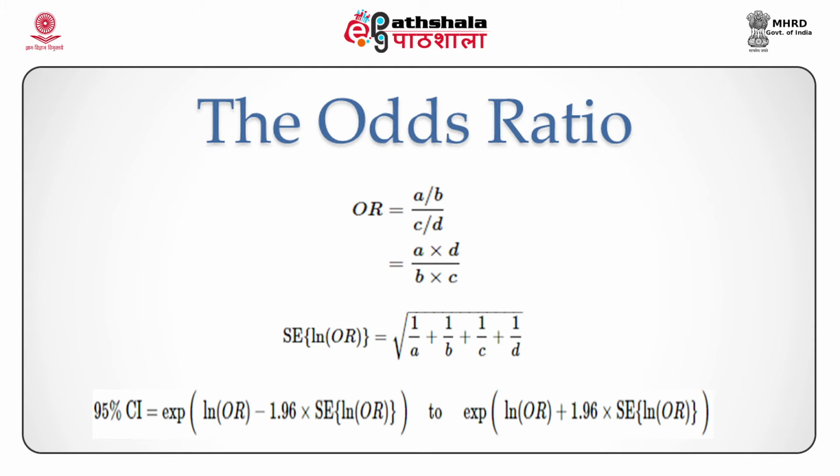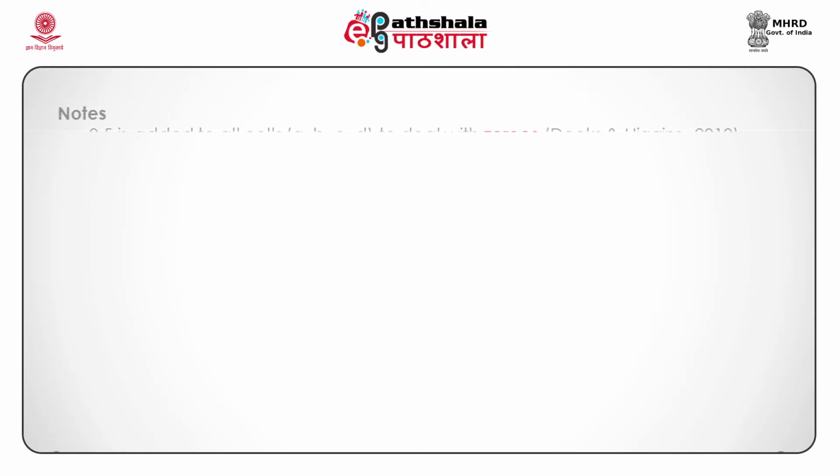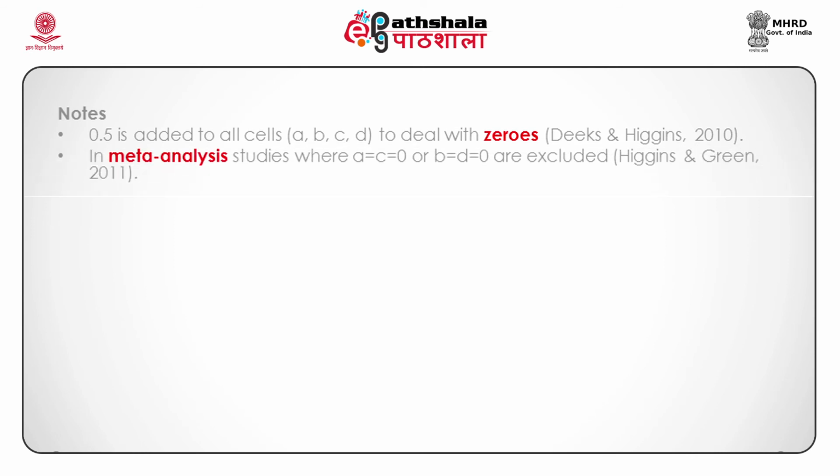A couple of notes. One, as you have seen in any exercise on the chi-square, there are problems with the standard asymptotic assumptions in cases when we have 0 or near 0 values in any of the cells. So in the case where we have 0 values or near 0 values, a common practice recommended by Deeks and Higgins is to add 0.5 to all the cells A, B, C and D. Such tables often arise in meta-analysis, that is, where we have a large number of studies of the same disease association and we wish to combine them to get one summary measure of association. In such studies, usually any study where A equal to C equal to 0 or B equal to D equal to 0 is excluded from the meta-analysis.